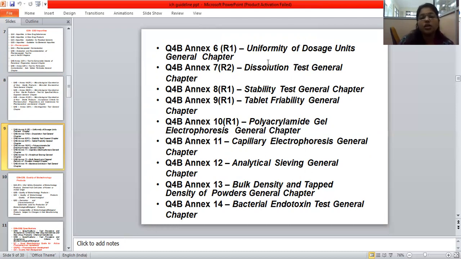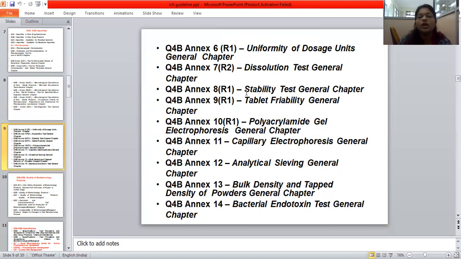And for the dosage unit, dosage form, you can refer to the uniformity calculation in Q4B Annex 6R1. Annex 7R2, we can refer for the dissolution test chapter. Annex 8R1 is the stability test, how to perform the stability test for a particular product, which is given in the pharmacopoeia also. You can refer to the pharmacopoeia as well as the ICH guideline.